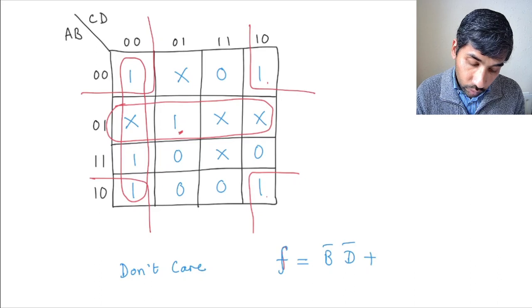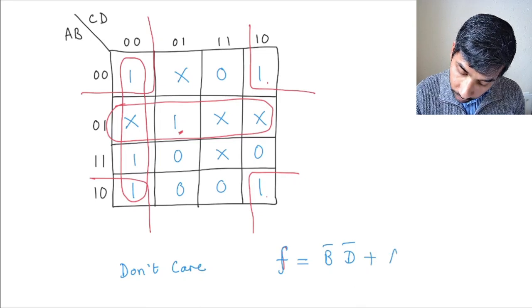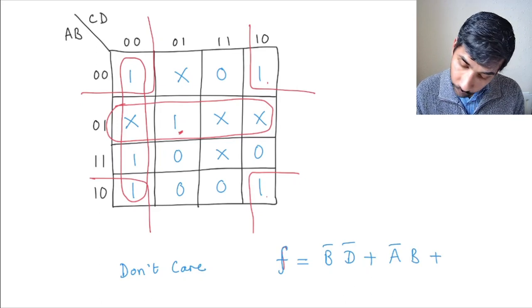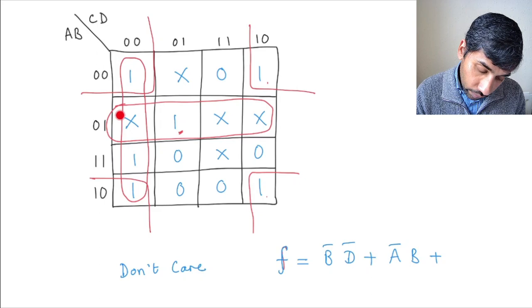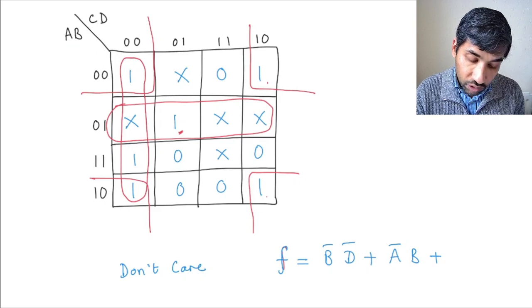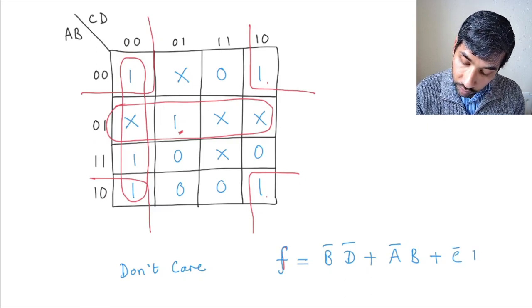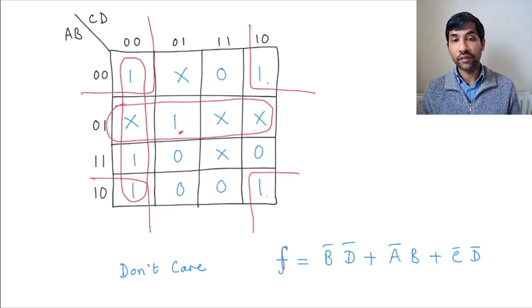If you take a look at this group, CD disappears because all combinations of CD are appearing here, and you only have A bar B. So let's write that, A bar B. And lastly, we have plus, we are looking at this group. All combinations of A and B are coming here, so A and B will disappear, and you have only C bar D bar. So you can write C bar D bar. And that gives you the minimum possible Boolean expression for this particular truth table or K-map, right?